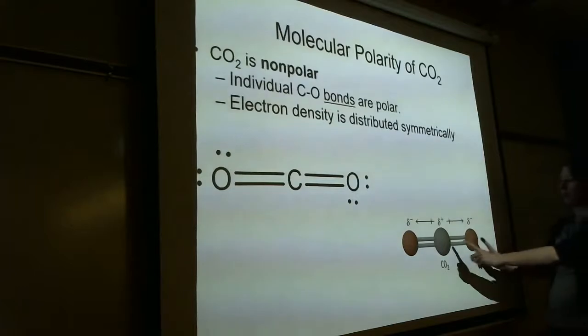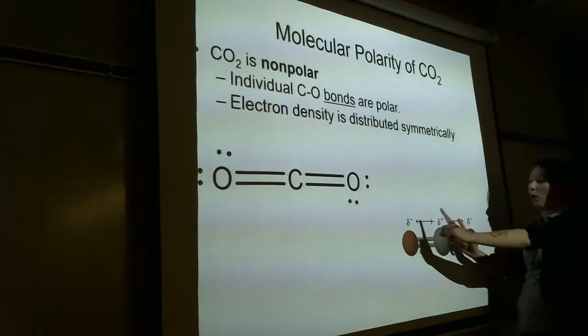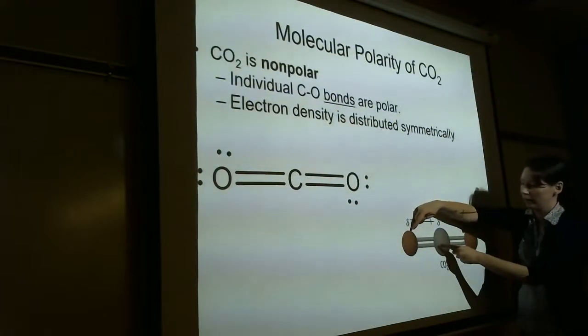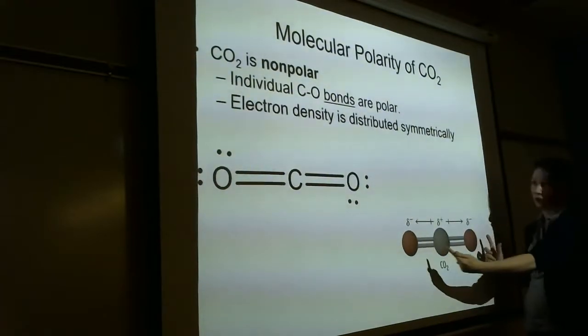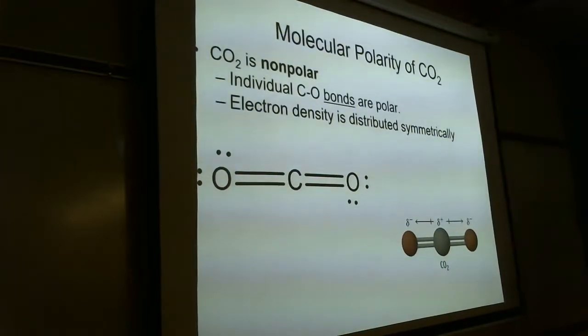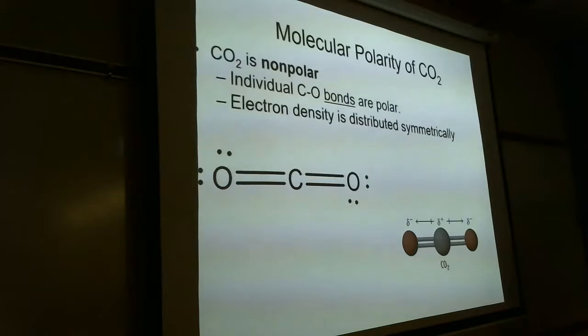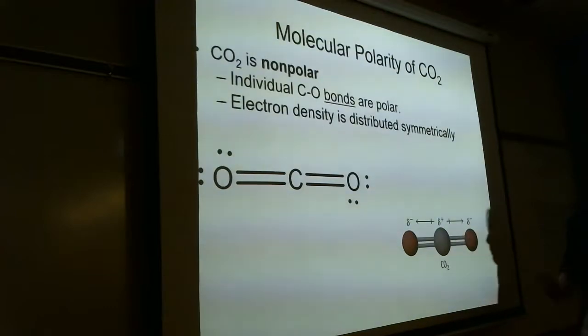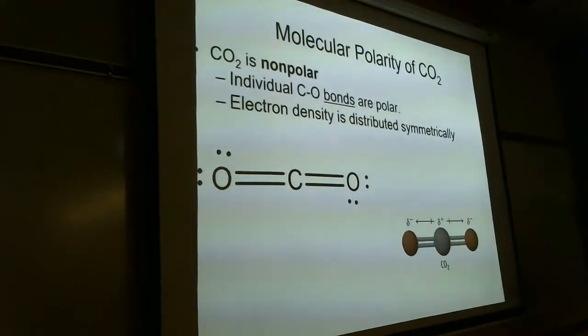No, right? Because this bond is just as polar as this bond. So while these bonds are polar, they are offsetting each other. Does this make sense? Carbon dioxide is a non-polar molecule. It contains polar bonds, but as a whole, it is a non-polar molecule. Does this make sense? Okay, because this vector offsets that one. Everybody good on CO2? Starting with some simple ones, working our way up.